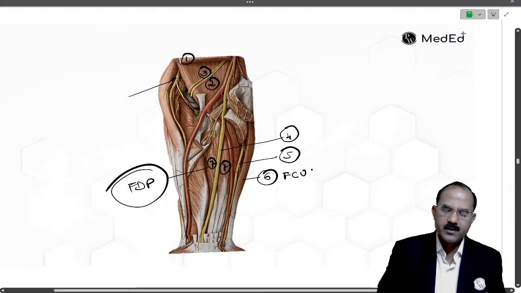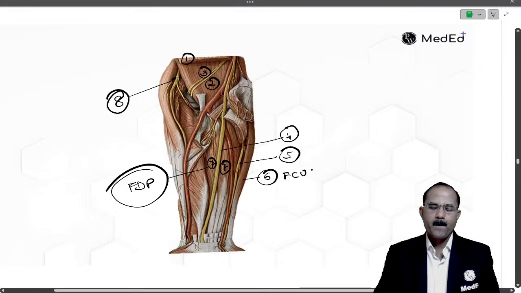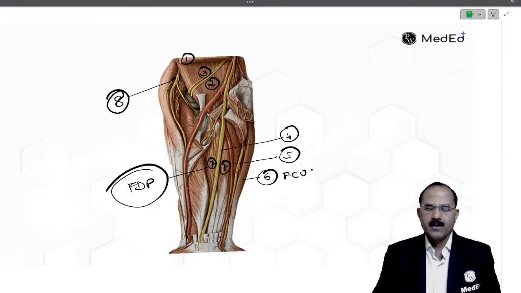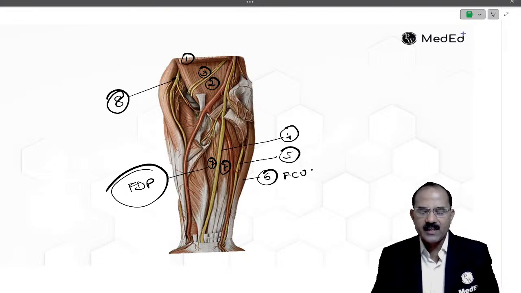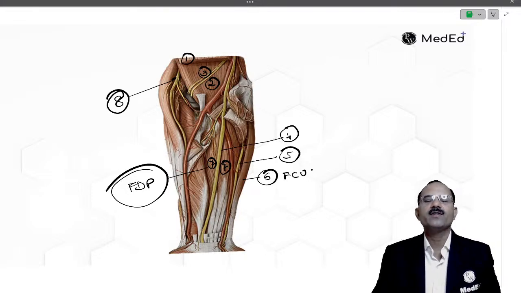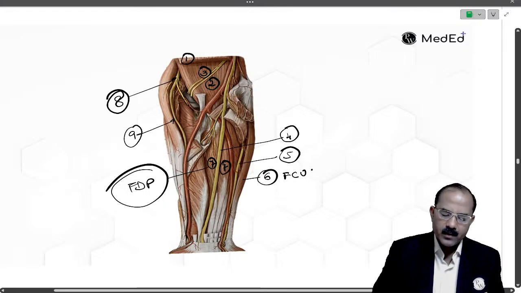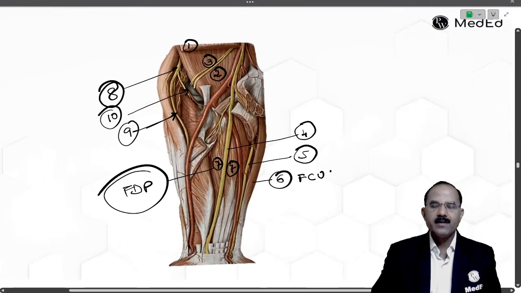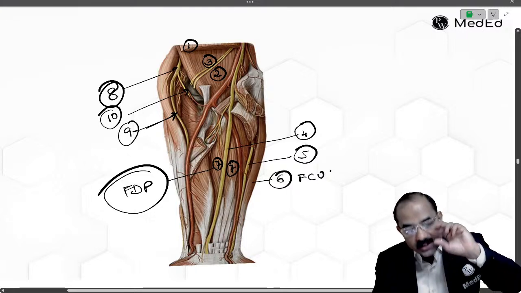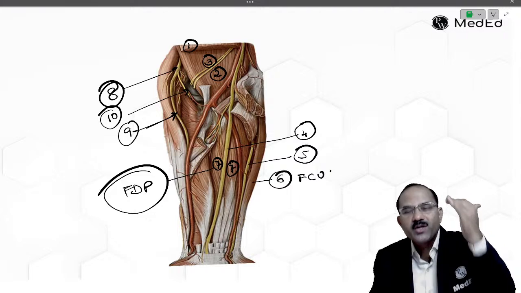What is this number 8? It's the lateralmost content of the cubital fossa. That's the radial nerve. 8 is the radial nerve. What are number 9 and number 10? Numbers 9 and 10 are branches of the radial nerve. The radial nerve divides in the cubital fossa.